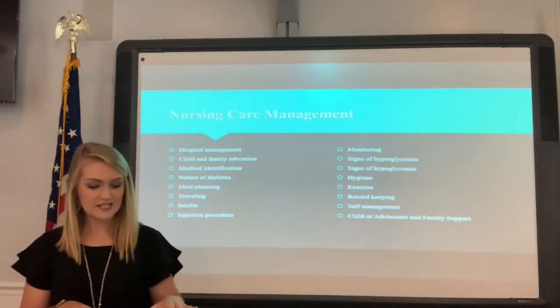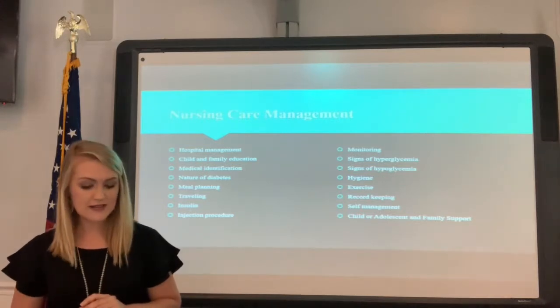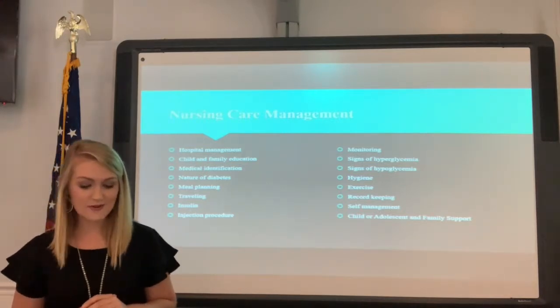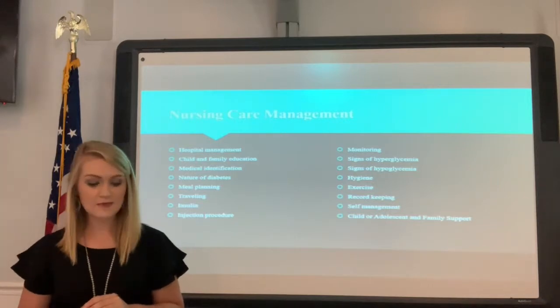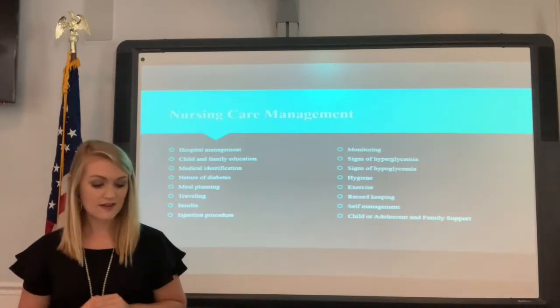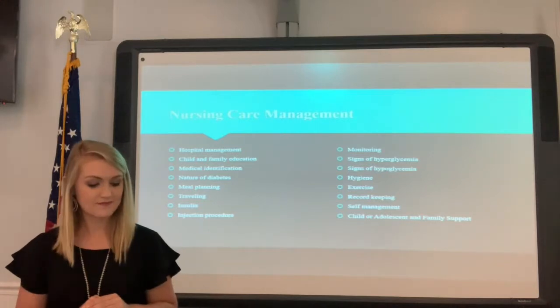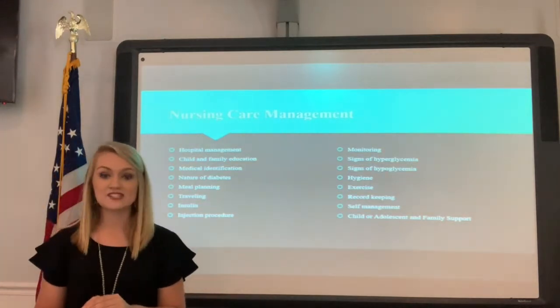So, nursing care management. Let's begin with hospital management. DKA requires an intensive care unit stay, as we've already said, frequent vital sign monitoring, fluid and electrolyte replacement, and an insulin drip. Once the critical period is over, the task of regulating insulin dosage to diet and activity can begin. And then child and family education.